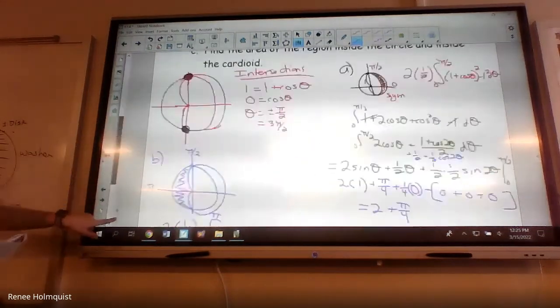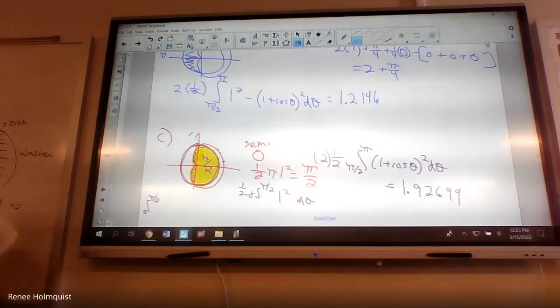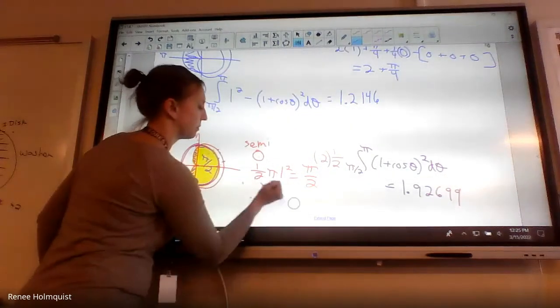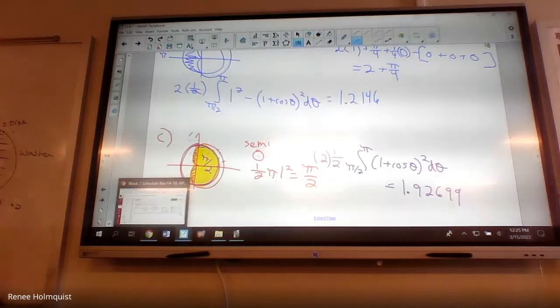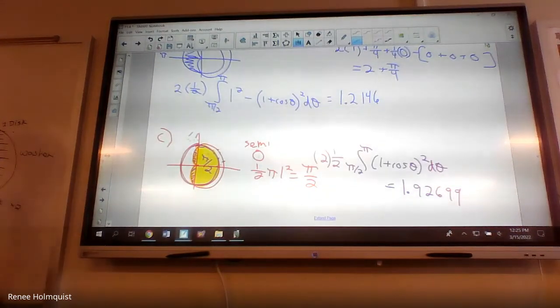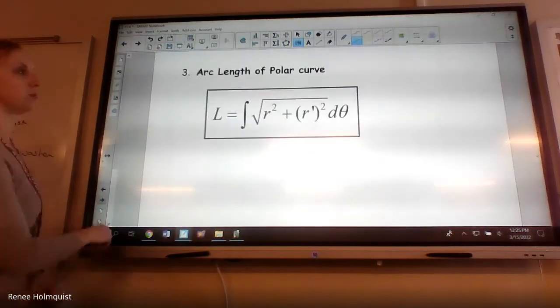Okay, we've got to do arc length and then one more example. Hang on, I'm going to get rid of this. Okay, so there's your blank page.